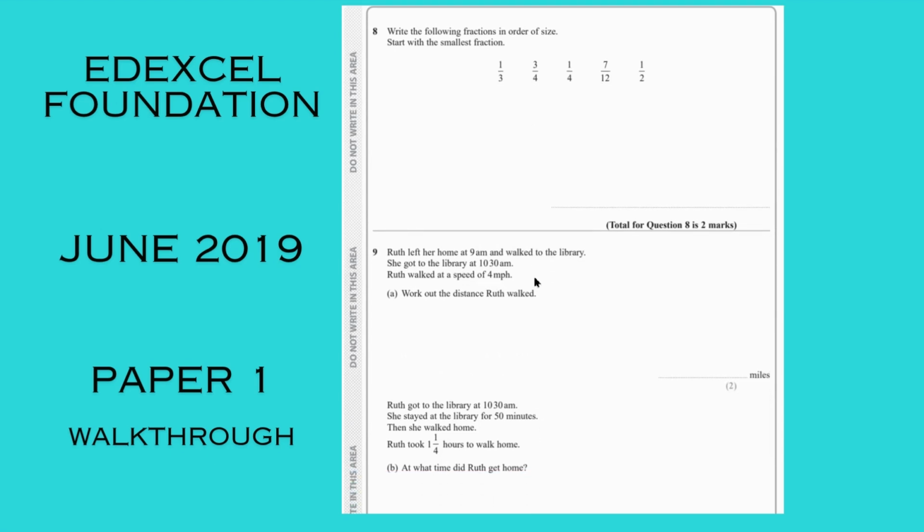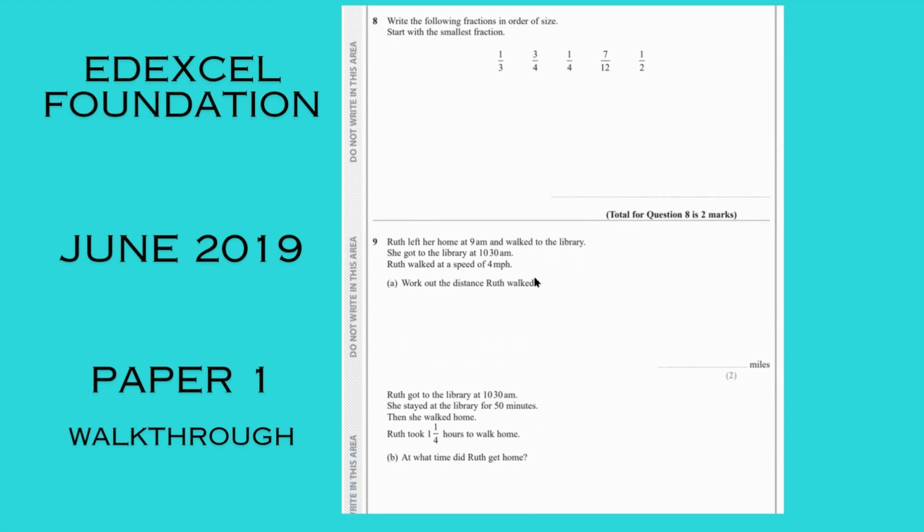Writing fractions in order of size. On the non-calc paper, there is usually a clue, and in this case, they've gone for the link between them all as being twelfths. So 1/3, let's change that into twelfths, times the bottom by 4, do the same to the top. 3/4, times them both by 3. A quarter, times them both by 3. Leave alone and times them both by 6.